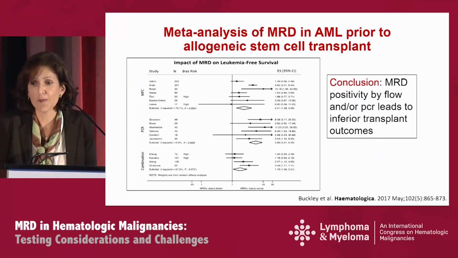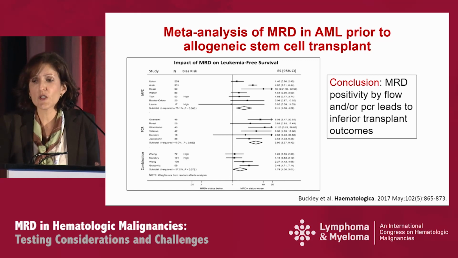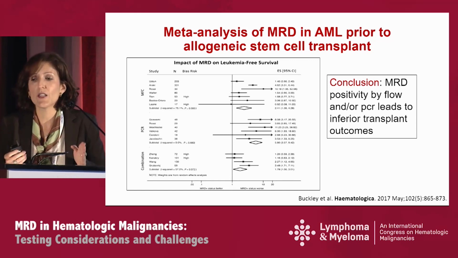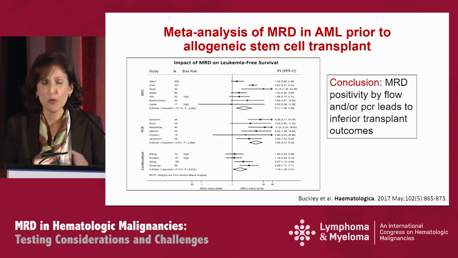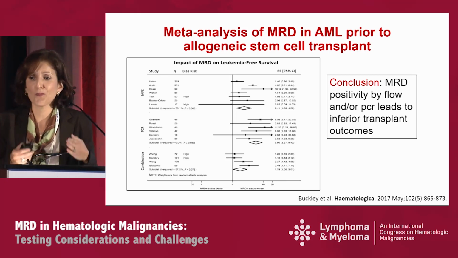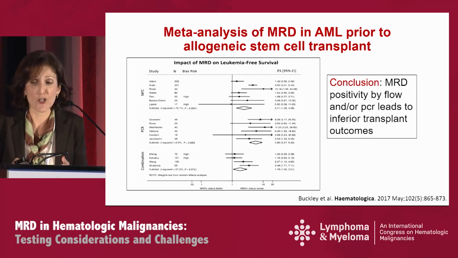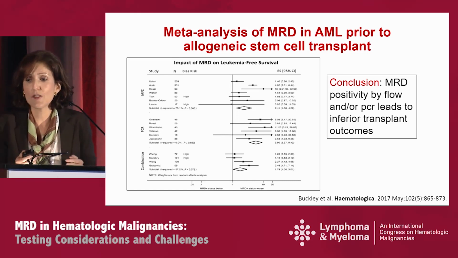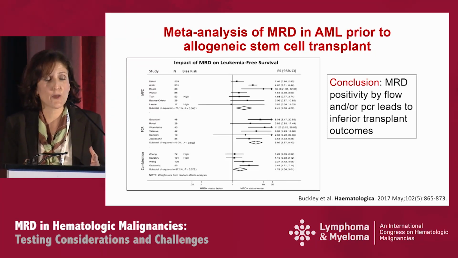If you look here at a meta-analysis, this was published a couple of years ago, of MRD and AML prior to transplant. Basically, these are a lot of studies that are compared with a lot of differences between them. But if you look at the forest plot, everything is on one side of the forest plot. If you have positivity by flow and/or PCR, it leads to inferior transplant outcomes.